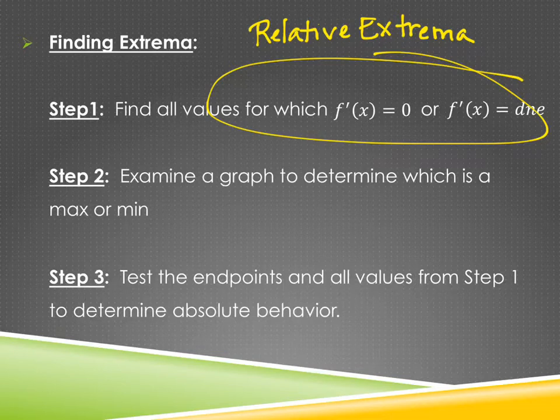So, third step, though, is then to test the end points. This is probably the place where people forget step 3. If they're going to forget something, they're usually forgetting step 3. You're going to test the end points. You need to see if the locations on the end happen to give you a larger value or a smaller value than what you already found.